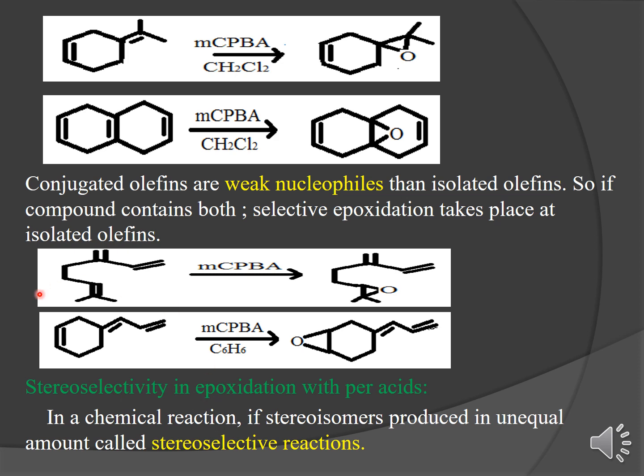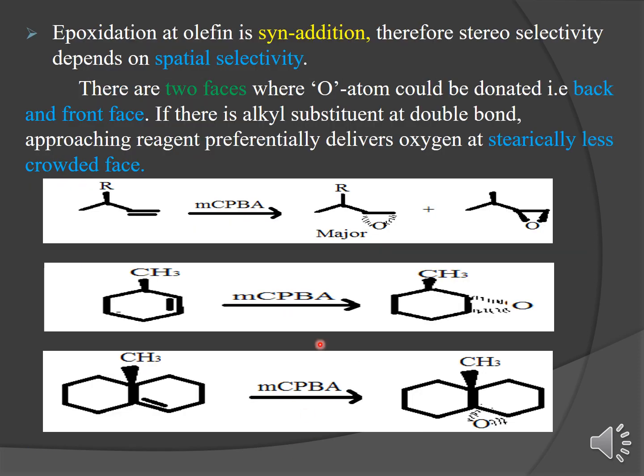Now, regioselectivity and selective epoxidation are over, and next is stereoselectivity in epoxidation with peracids. What is a stereoselective reaction? In a chemical reaction, if stereoisomers are produced in unequal amounts, that reaction is known as a stereoselective reaction. It is based on the stereochemistry of the compounds.